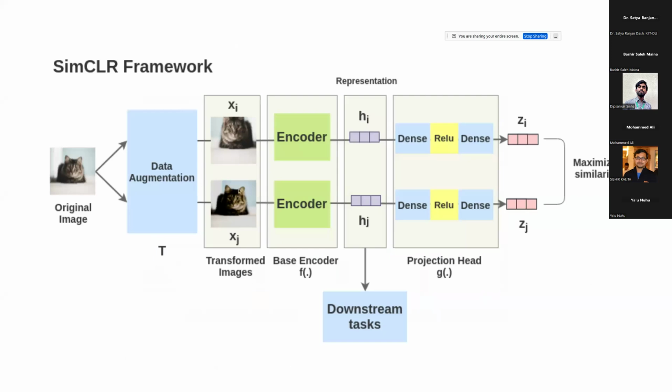And another thing you can do, there is another way. For example, this is one original image. Then you do some kind of shifting operation.